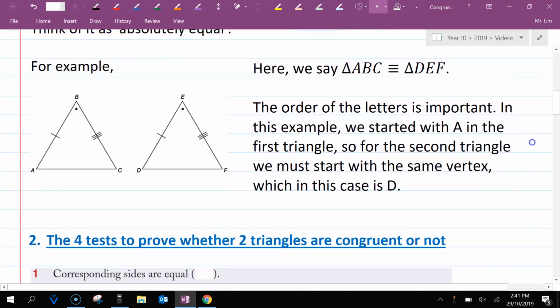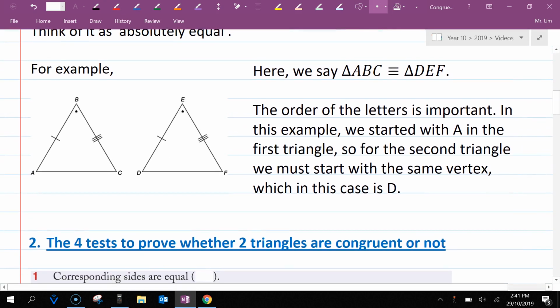For example, here we say triangle ABC is congruent to triangle DEF. Now the order of the letters is very important. In this example, we started with A, so we need to start with D in the other triangle because they are the corresponding vertex. Then we went to B with a dot, which is E, and last of all, C, which corresponds with F.